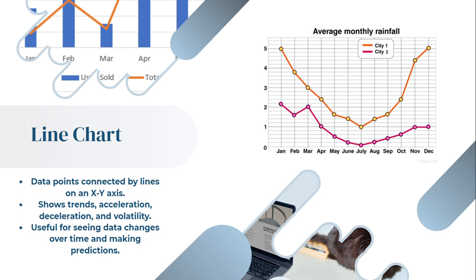Next is the line chart. Line charts display information as a series of data points, often using equal intervals, connected by straight line segments on an X and Y axis. They offer a clear and accurate assessment of the trend, acceleration, deceleration, and volatility of the data. Use this visualization when you want to see how your data changes over time and to help predict future data points.